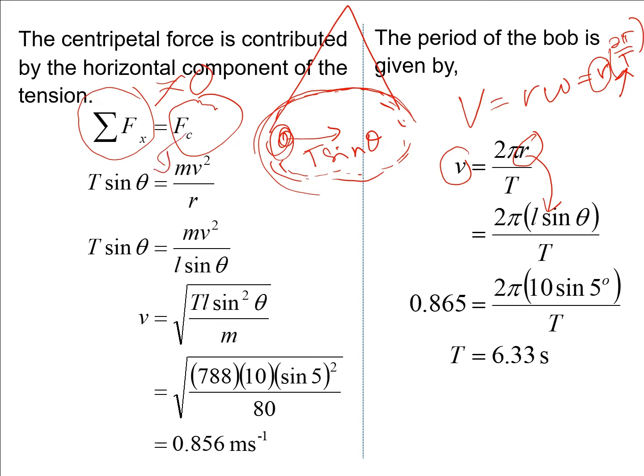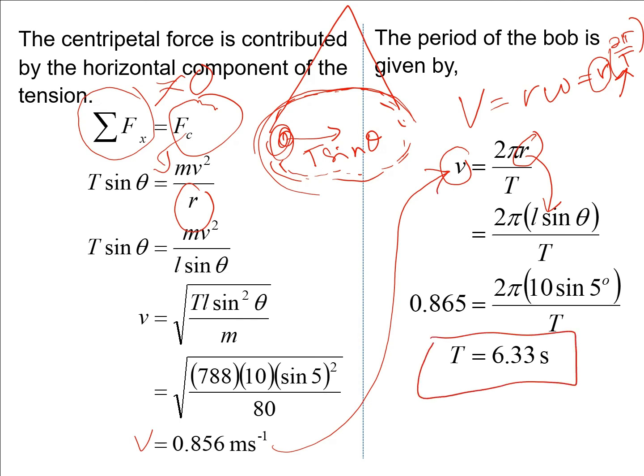So T sin theta is our centripetal force. So remember the formula for centripetal force, mv square over R. Okay, R was also not given, so we use L sin theta. Okay, then from here you substitute all the values, then you will get the V. Put it in here. Okay, and at the end you get the value for the period for one complete oscillation, 6.33 seconds.